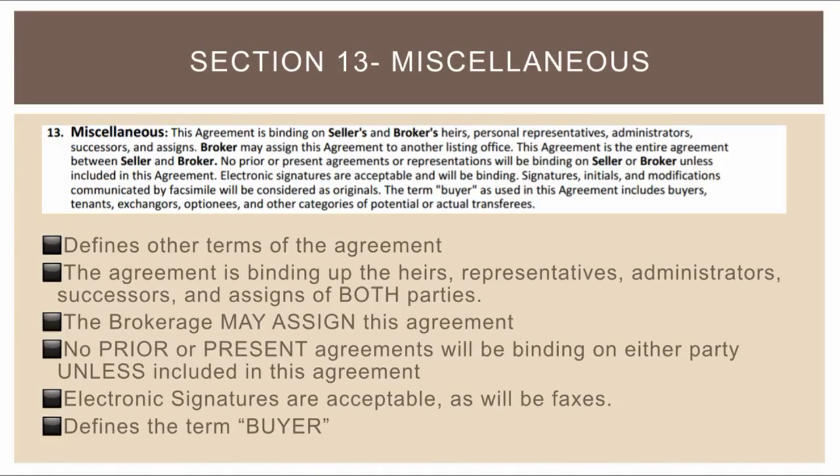Section 13 is the miscellaneous section. It defines other terms of the agreement. It defines that the agreement is binding upon the heirs, representatives, administrators, successors, and assigns of both parties. It also states that the broker may assign this agreement, and that no prior or present agreements will be binding on either party unless included in this agreement. It lets the seller know that electronic signatures are acceptable, as are faxes. It also defines the term buyer.